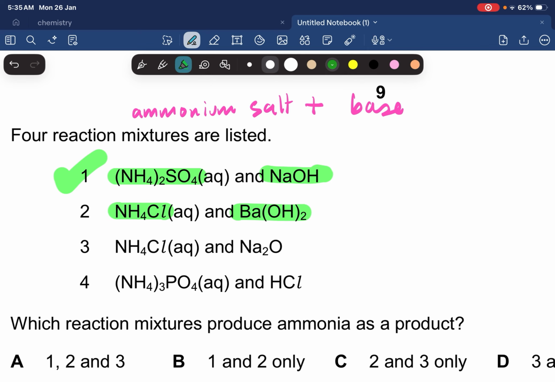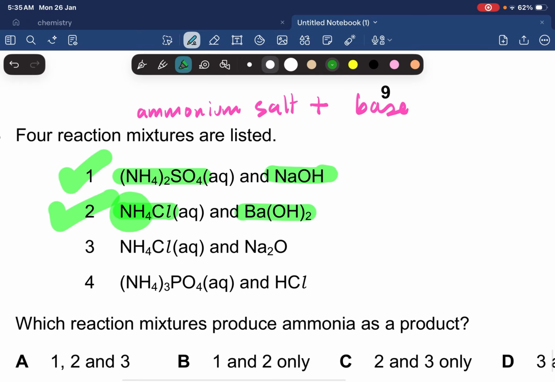Ammonium can donate protons. It's a proton donor. So when it donates its proton, you can form barium chloride plus ammonia plus water. So 2 also qualifies. Ammonium chloride plus sodium oxide.